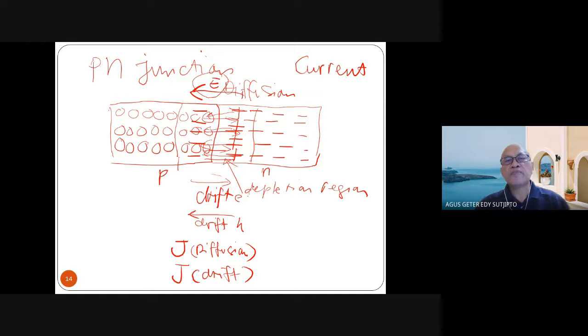Drift is the moving of a hole, or positive charge, from the right to the left. So they are opposite. So this is the diffusion current and the drift current. Yeah, they are considered to be the same, because only in this area, a hole goes to the right, causing an electric field that attracts electrons to the left. So this is only in this depletion region.